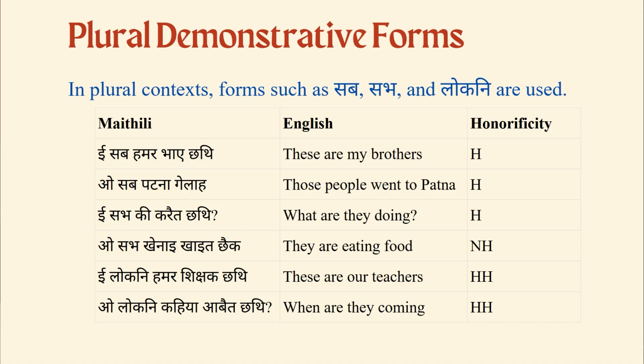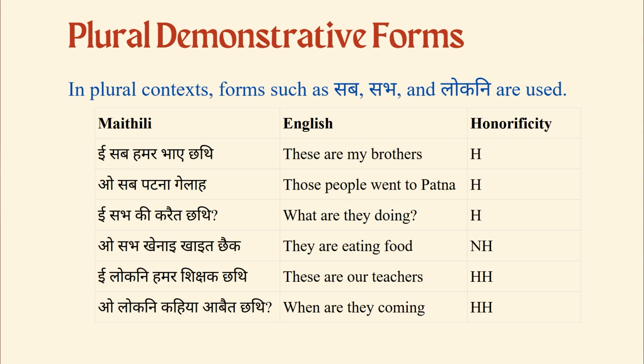So these are my brothers. Brothers here are respected, maybe elder brothers. That's why honorificity has been used. Then we'll say o sab patna gela. O sab, again e sab, o sab, these are plural markers. Sab, those people went to Patna. So o is remote demonstrative. When you attach sab to it, it is remote plural demonstrative, and honorific. Then e sab ki kare chhatin or e sab ki kare chhait.